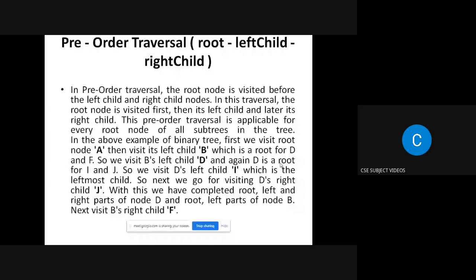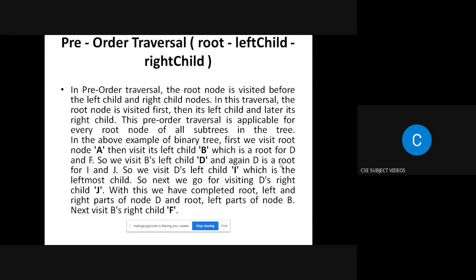Follow left child, follow right child. In pre-order traversal, the root node is visited before the left child and right child nodes. In this traversal, the root node is visited first, then its left child, and later its right child. The pre-order traversal is applicable for every node of all subtrees in the tree.